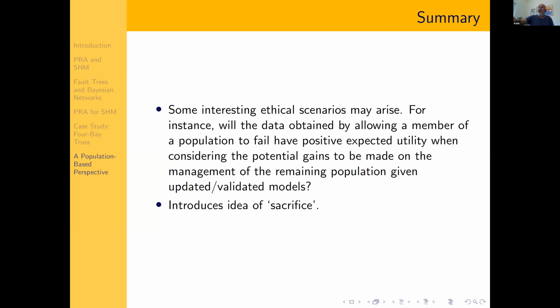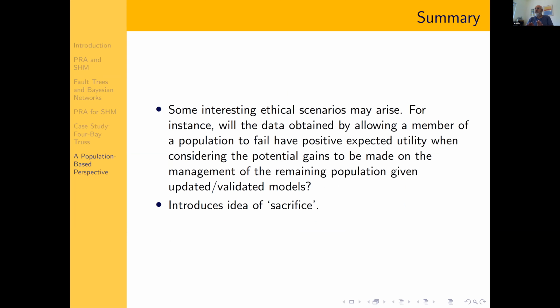So one of the interesting things that happens when we start to consider populations is that we can build into our utilities and our decision processes the idea that we might let a structure fail because we will get so much useful information from it that the classifiers and the decision makers will be refined and will save structures in the future. So we can formalize the idea of sacrificing structures in this formalism.